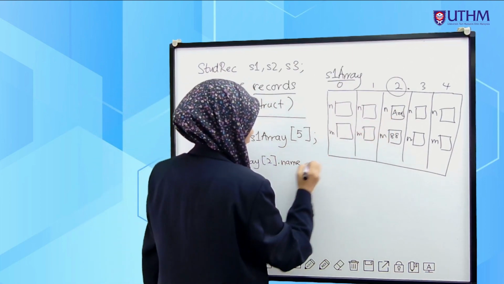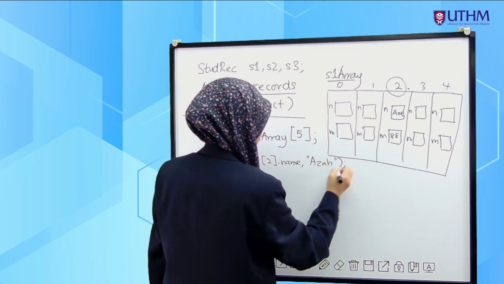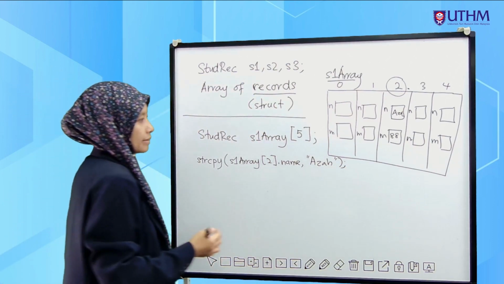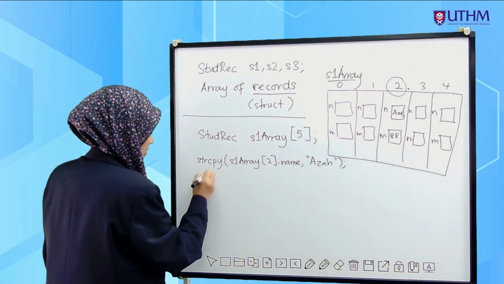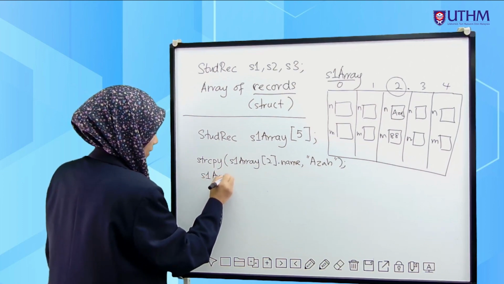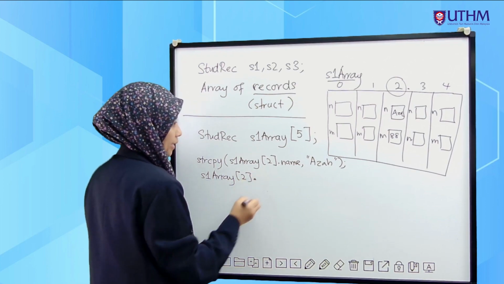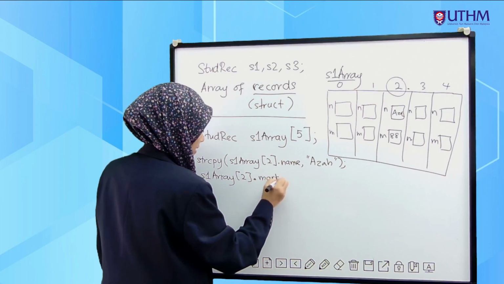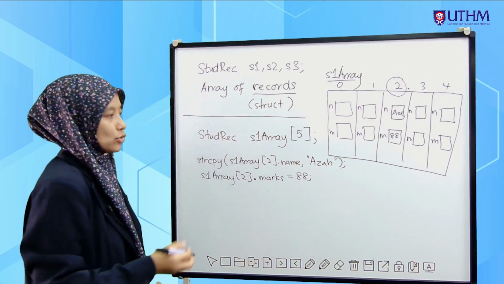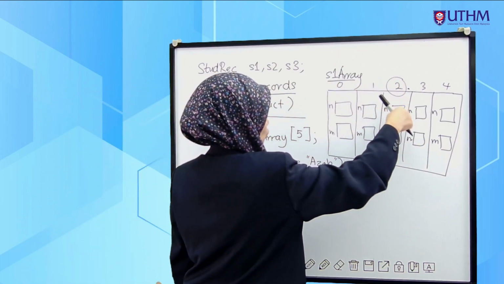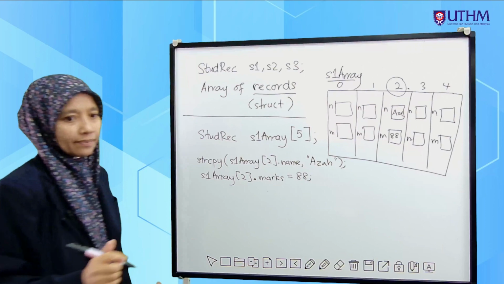What is the value that I want to assign to that destination? That is Azah. Similarly, in the case of marks, I want to assign a value to S1 array, that is the array name, index 2, dot operator. The field member name is marks, and I can assign the value of 88. So eventually, at index 2, I shall have the value of Azah in name and 88 in marks.